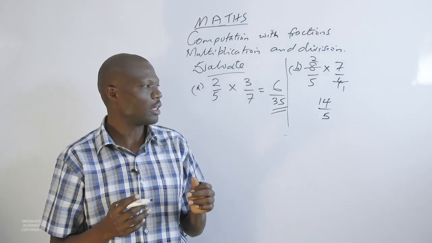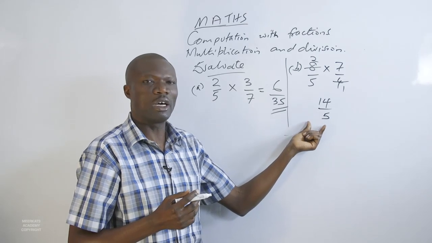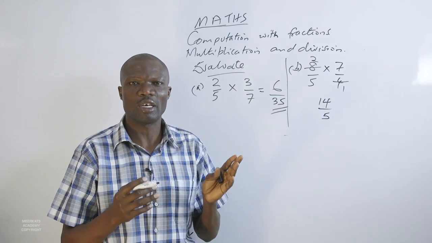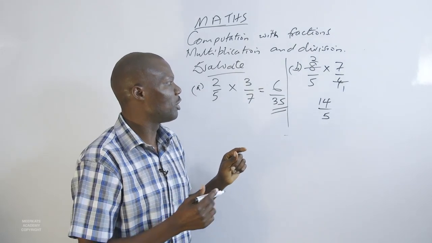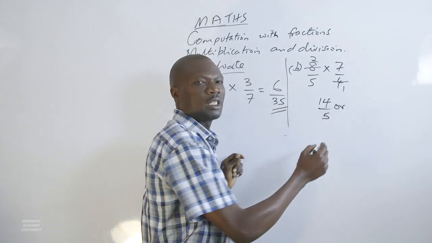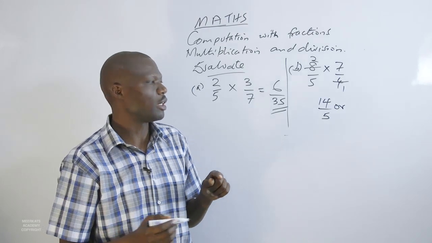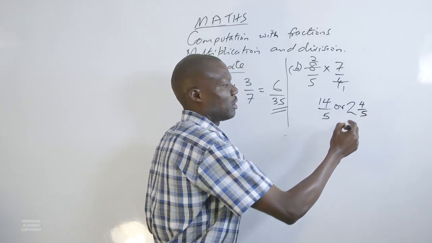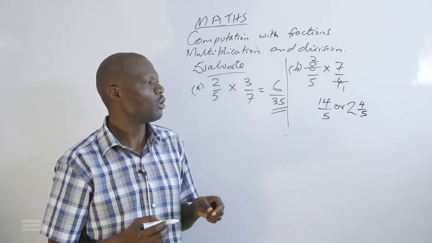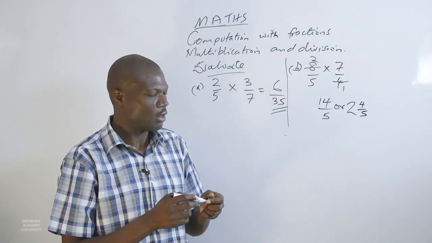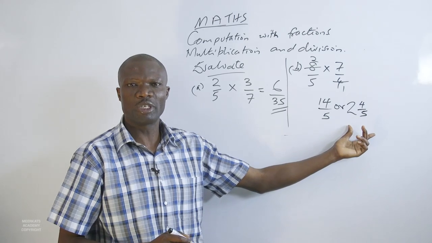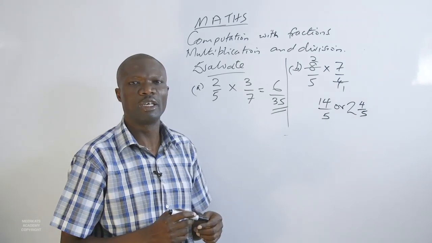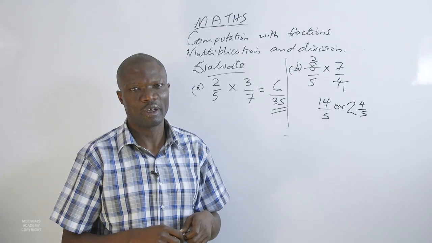So in giving your answer, you can simply give it as 14 over 5 as an improper fraction, or as a mixed numeral, which is 2 and 4 over 5. So this one is a mixed numeral, while this other one is an improper fraction.